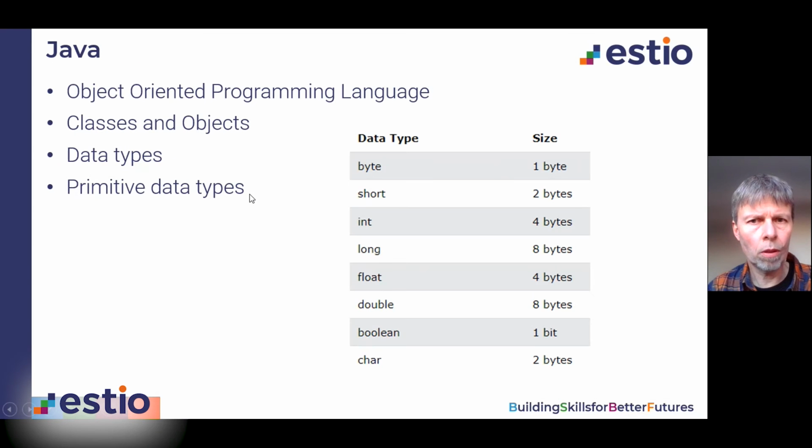So let's have a look at that then. First off, I should say Java is an object-oriented programming language. That's a whole topic in itself, really, but it basically means that you're trying to encapsulate the real world, so things you see in the real world, into classes.